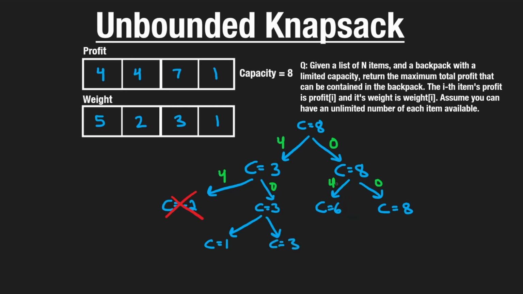Here we chose the second item, right? That's why we have a capacity of 6 remaining. We chose this item. Now we have a choice to include it again because remember, each of these items, we have an unlimited quantity of them. So we can just keep choosing this item if we want to, if that's what's going to maximize our total profit. So here we'll have a capacity of 4 remaining.